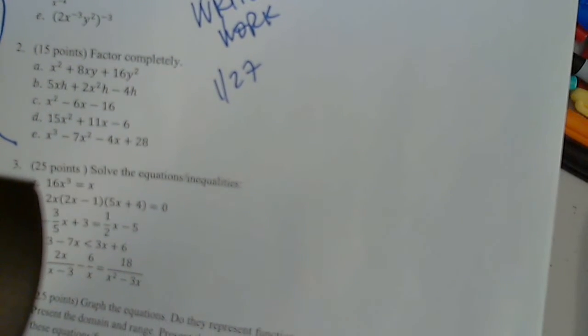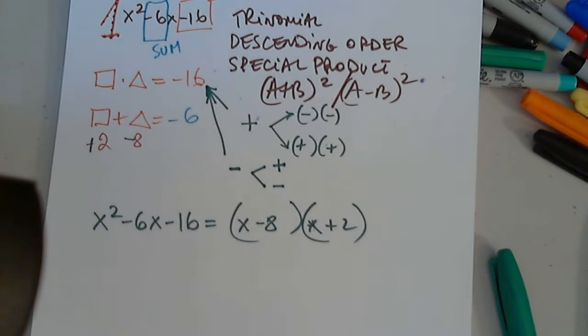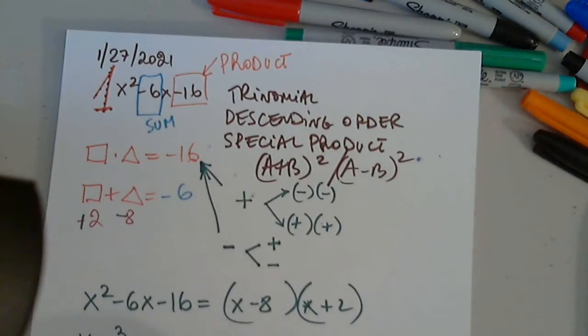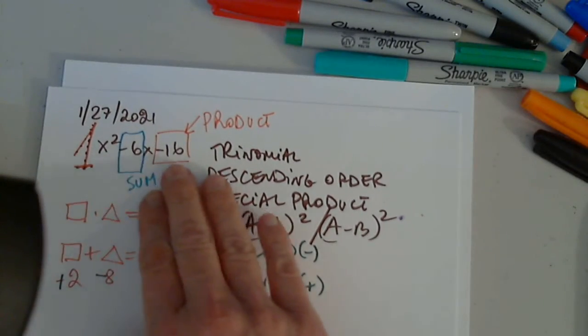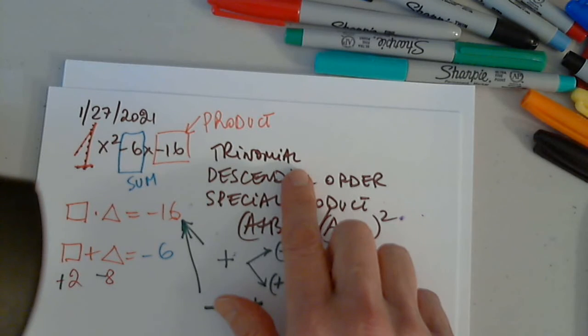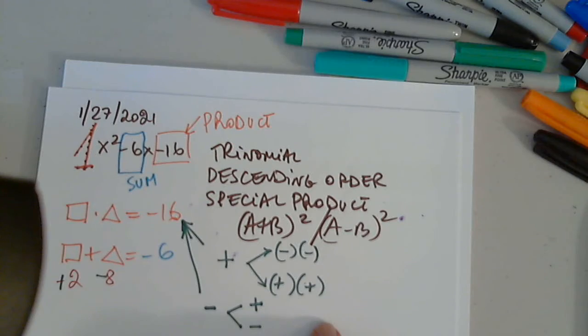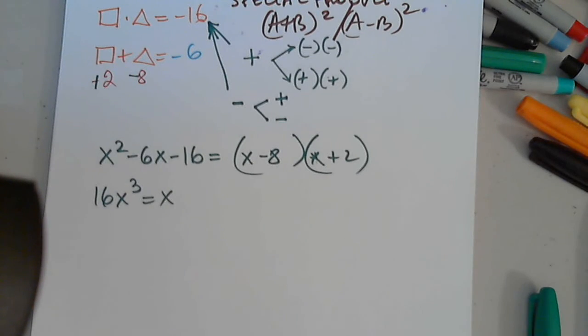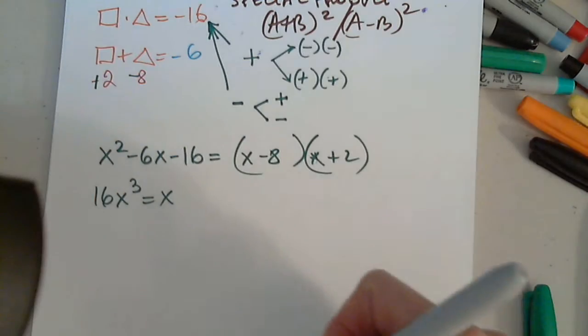Anyone? We do A. Okay, so A has 16x cubed equals x. There are many different types of equations. We always try to identify the type of equation. Here I was given a polynomial. I first identified it to be a trinomial, and then I went through the steps. The same thing here. When I have an equation to solve, the first thing I have to do is identify the type of equation. I'm going to list several here.